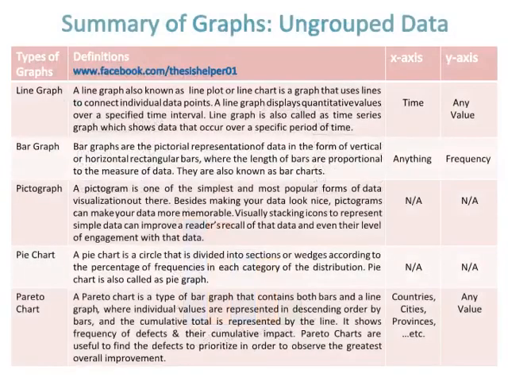Summary of graphs for ungrouped data. A line graph, also known as line plot or line chart, is a graph that uses lines to connect individual data points. A line graph displays quantitative values over a specified time interval. A line graph is also called a time series graph, which shows data that occur over a specific period of time. Time is shown on x-axis, while any value in digits will be taken on y-axis.